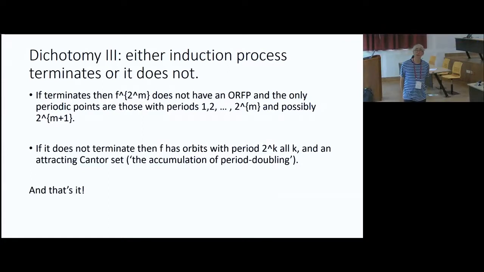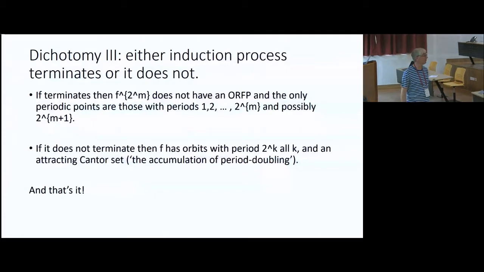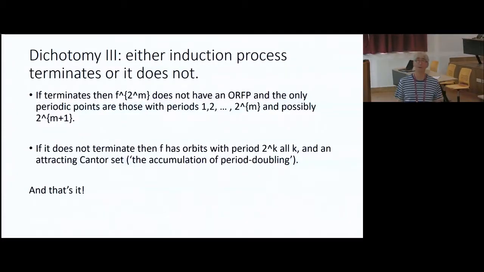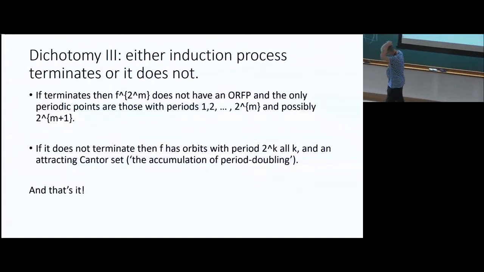Okay. And so what it tells you is, if you have an orbit that isn't a period of 2 to the k, then you're not in either of these cases. And if you're not in either of these cases, you're chaotic. That was the result. Okay. We allow m equals 0 here. If m equals 0, then you just have the fixed points.